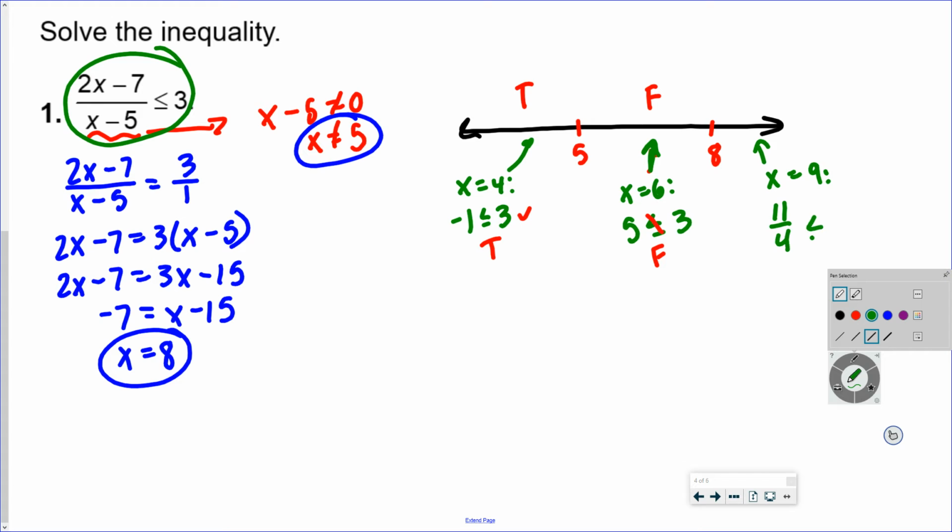Okay, there I got 11/4, which is 2.75, less than or equal to 3. When I plugged in 9, that's true.